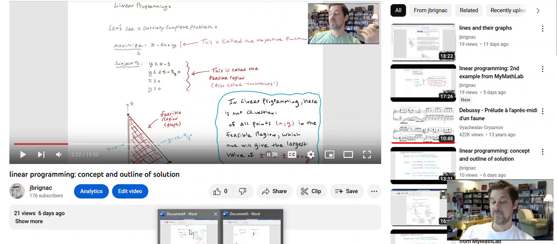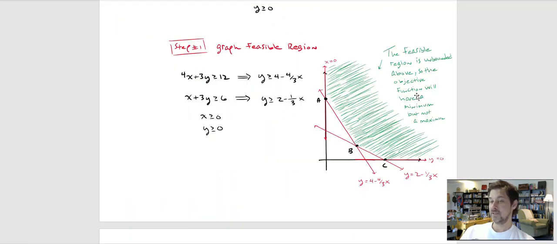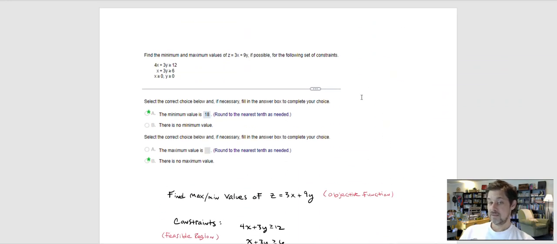Now, whenever we have a feasible region that is not bounded from above, like this just goes forever out and up, like there's nothing on top of it up here to close it off, then there won't be a maximum for the objective function. So that z is 3x plus 9y, it won't have a maximum value. It will have a minimum, but not a maximum.